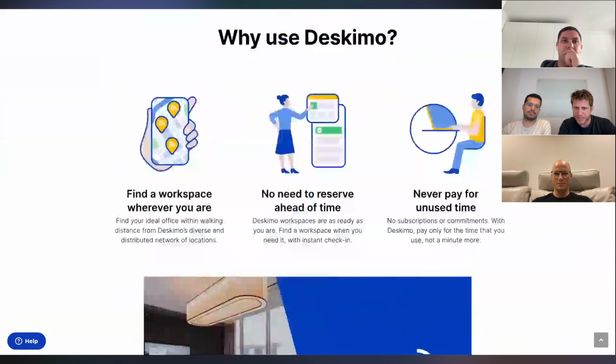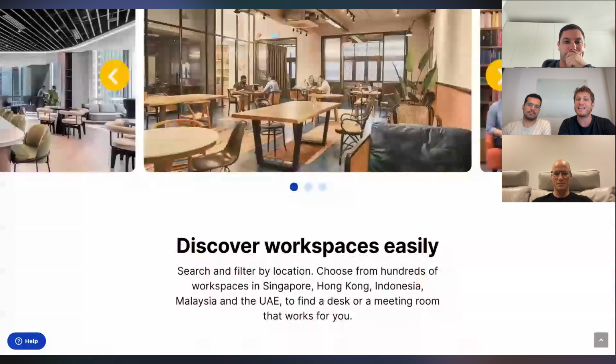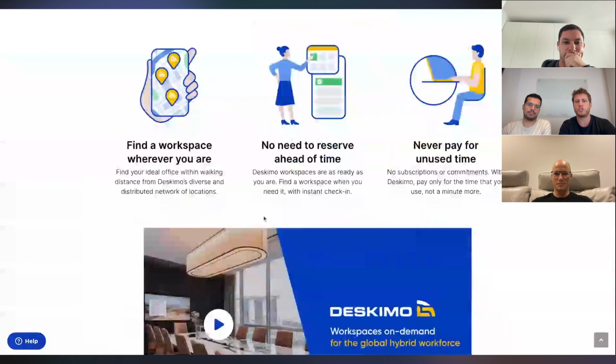And I'm noticing there are no CTAs. So what you want to do is, whenever you have a piece of information, you always want to couple it with a CTA, because you never really know when someone's going to be convinced of something.